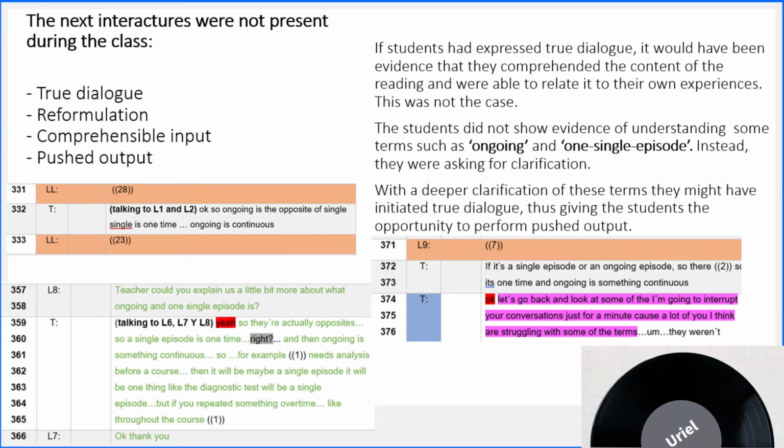So, with a deeper and prior clarification of these terms, they might have initiated through dialogue, sharing their ideas and opinions, rather than asking for explanation about vocabulary. This might have also given the students the opportunity to perform pushed output.